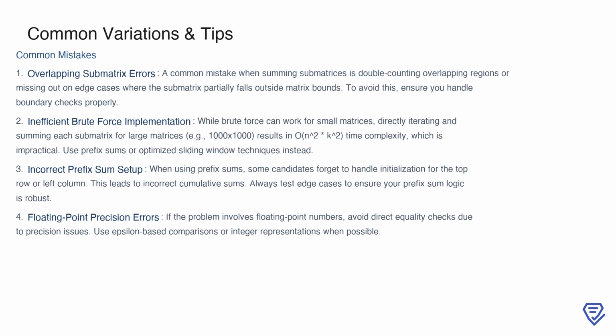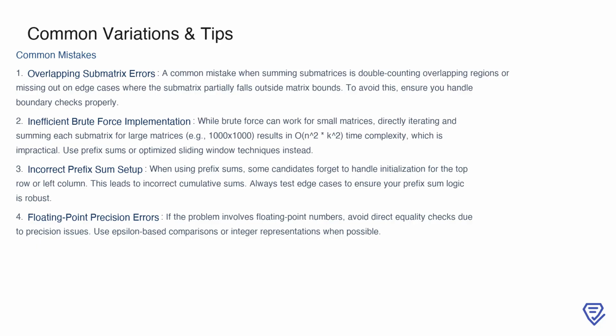When solving the matrix block sum problem, there are a few common mistakes to watch out for. One frequent error is mishandling overlapping submatrices. For example, if the submatrices partially overlap or extend beyond the matrix boundaries, you might accidentally double count some elements or exclude important edge cases.